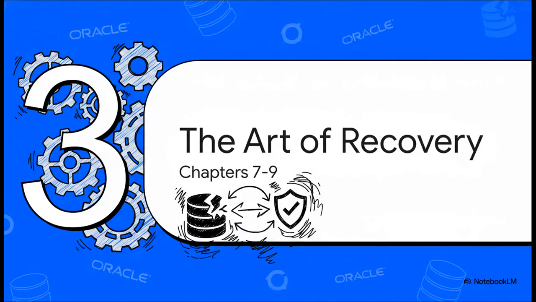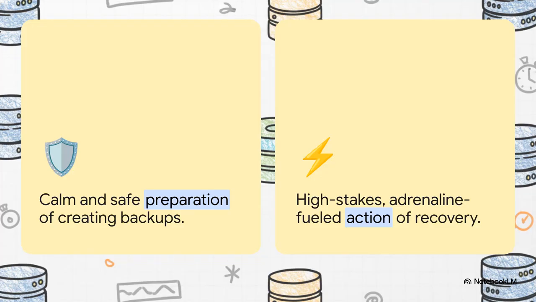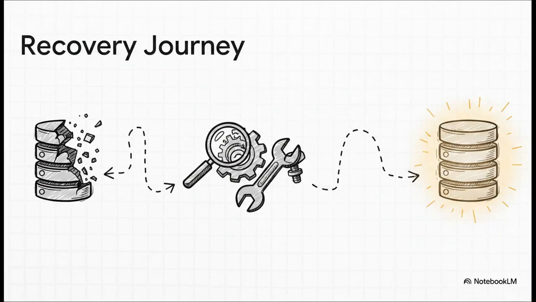Moving right along to Phase 3, the art of recovery, taking us through chapters 7, 8, and 9. And this brilliantly illustrates the real dynamic of a DBA's job, right? It's that stark contrast between the calm, methodical, safe preparation of creating your backups versus the high-stakes, adrenaline-fueled action of actually performing a recovery when the systems are completely down. The Digital Safety Hub really guides you expertly through this intense transition.